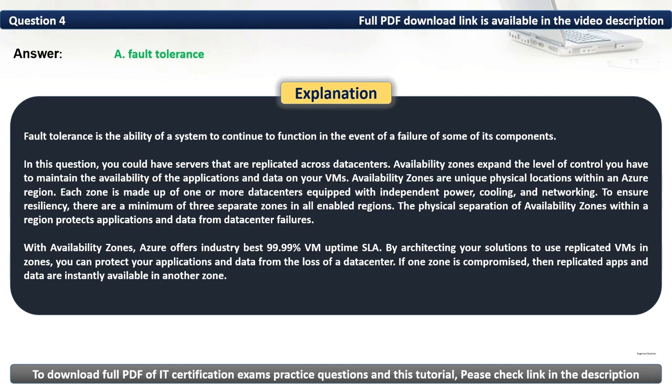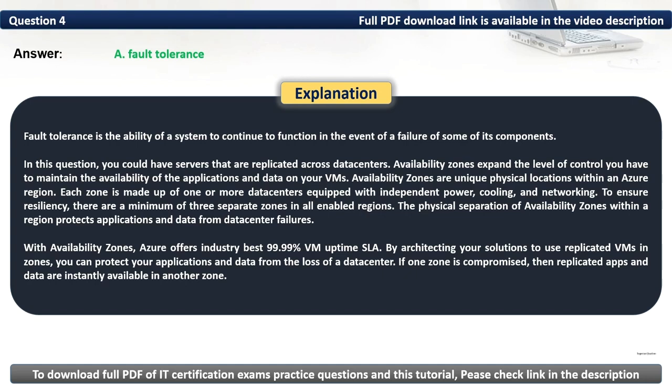Availability zones expand the level of control you have to maintain the availability of the applications and data on your virtual machines. Availability zones are unique physical locations within an Azure region. Each zone is made up of one or more data centers equipped with independent power, cooling, and networking. To ensure resiliency, there are a minimum of three separate zones in all enabled regions.